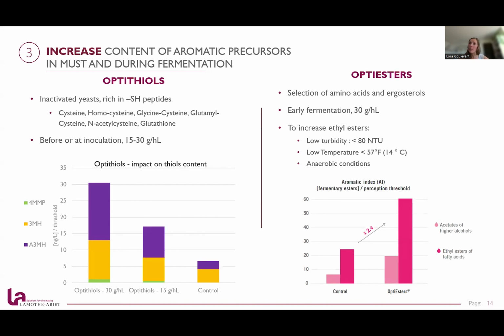We have a lot of customers using both of the products during the fermentation to have a little bit of thiols and a little bit of esters. Some people in Sauvignon, for example, would use 10 grams per hectoliter of the Optiester and 20 of the Optithiols, so they get a pretty good balance in terms of aromas. Works pretty good on Chardonnays, but also on red wine. If you want to have a very fruity, fleshy red wine, Optiesters and Optithiols can also be used.